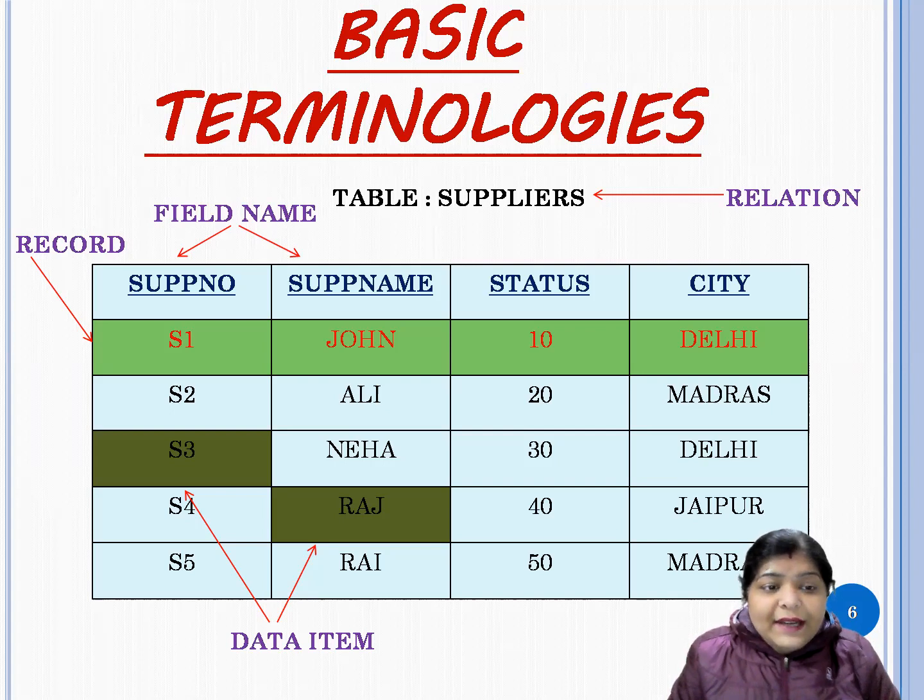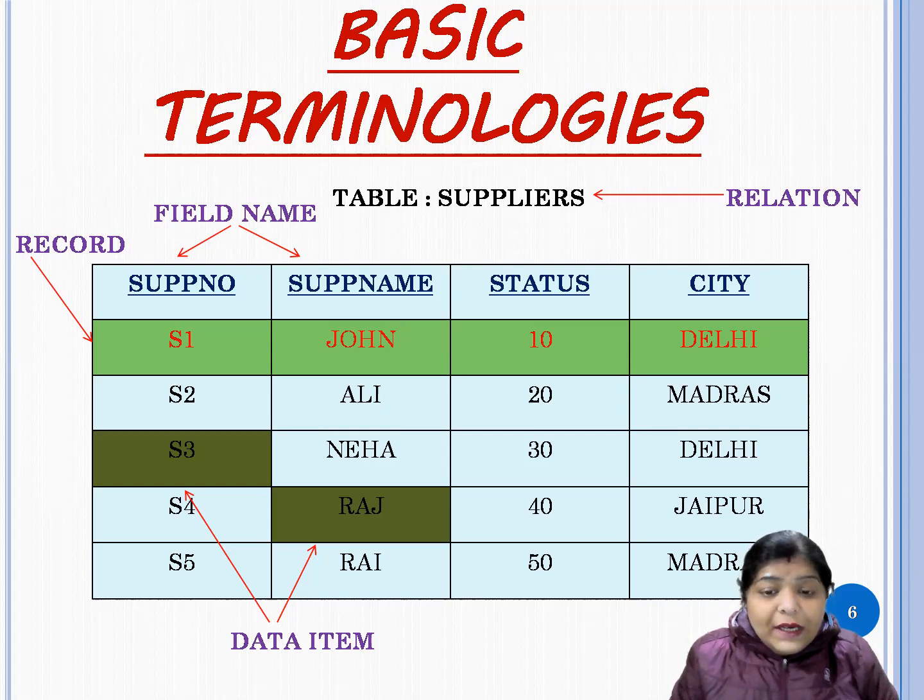So I'm just highlighting it also. S1, John. If I'm talking about the S1 record, S1 has the name John, status is 10, and city is Delhi. So this is one record, of S1. This whole row is known as a record. The single item, if I say S1, S2, S3, John, Ali, Neha, whatever data is put into the field, that is known as a data item.